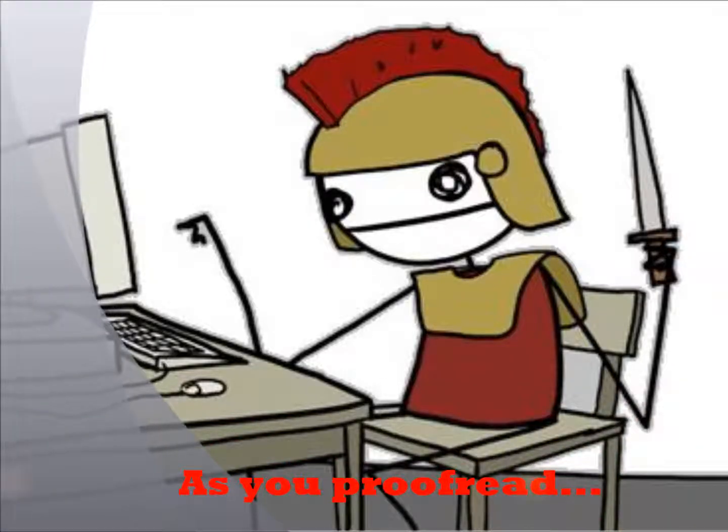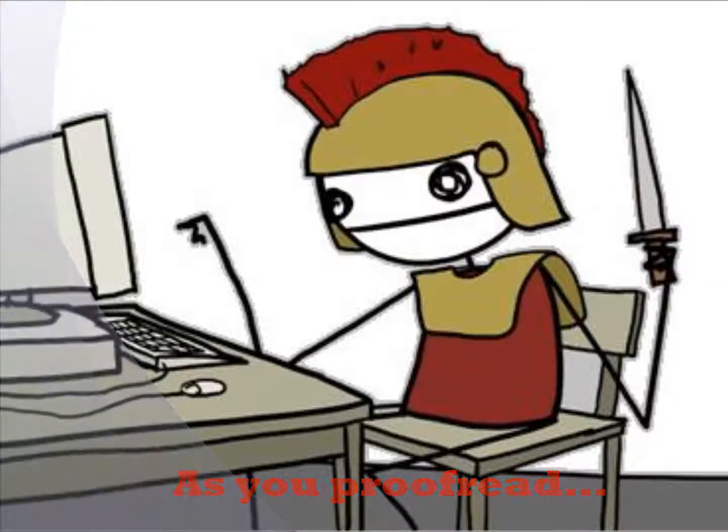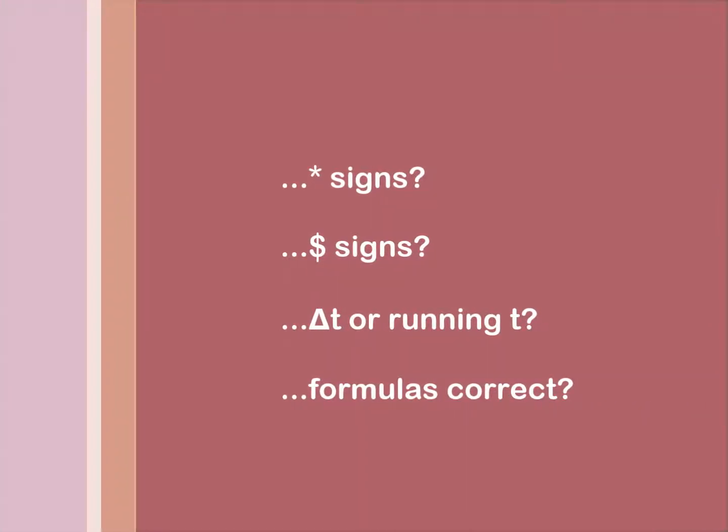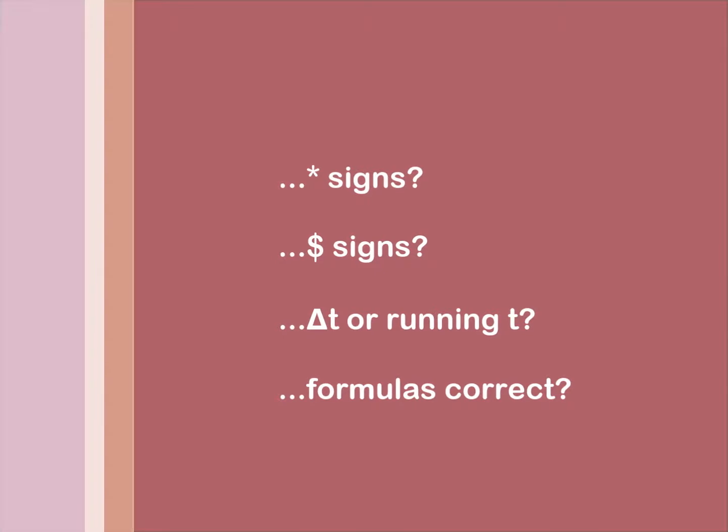One last quick check as you proofread. Have you multiplied with a times sign? Did you include a $ sign for absolute reference? Delta t or full running t? Which one do you need? And have you typed your formulas correctly?